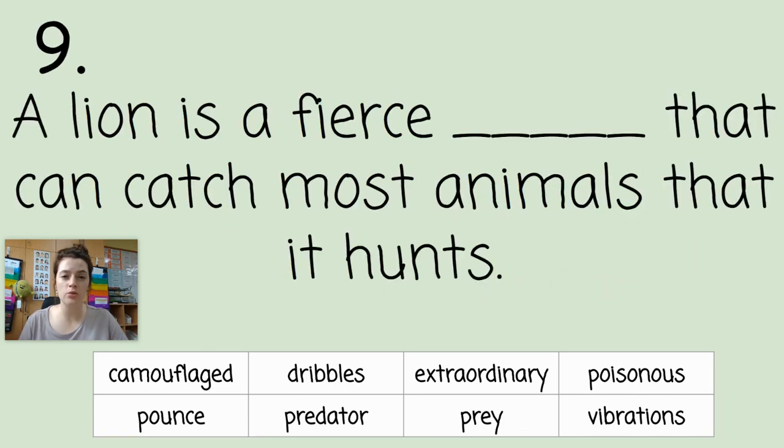Okay, 9 through 12 is a sentence. You need to find the vocabulary word that best fits. Even if more than one can fit, find the one that makes the most sense. Number 9, a lion is a fierce blank that can catch most animals that it hunts.